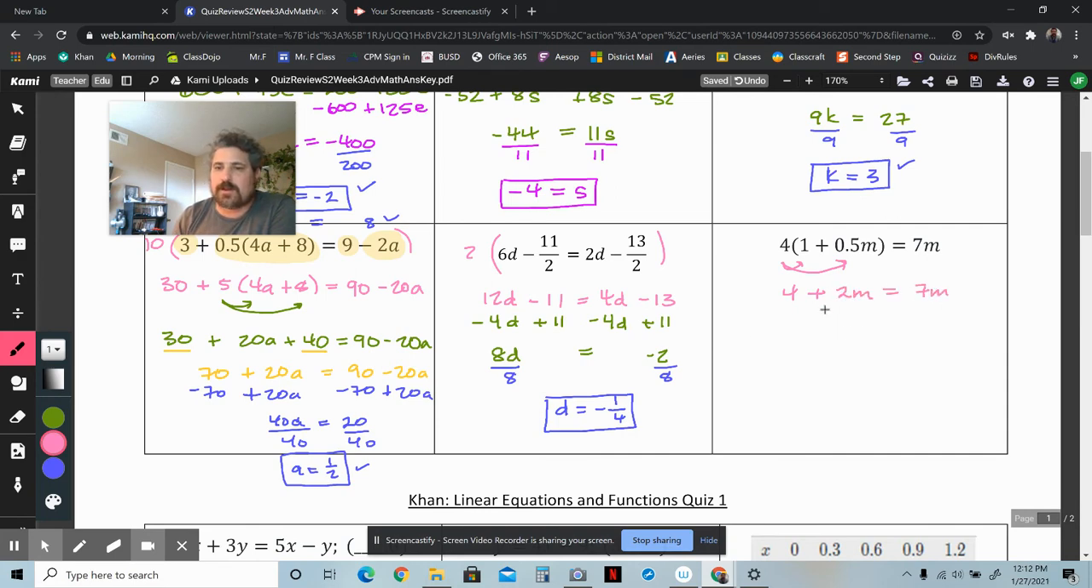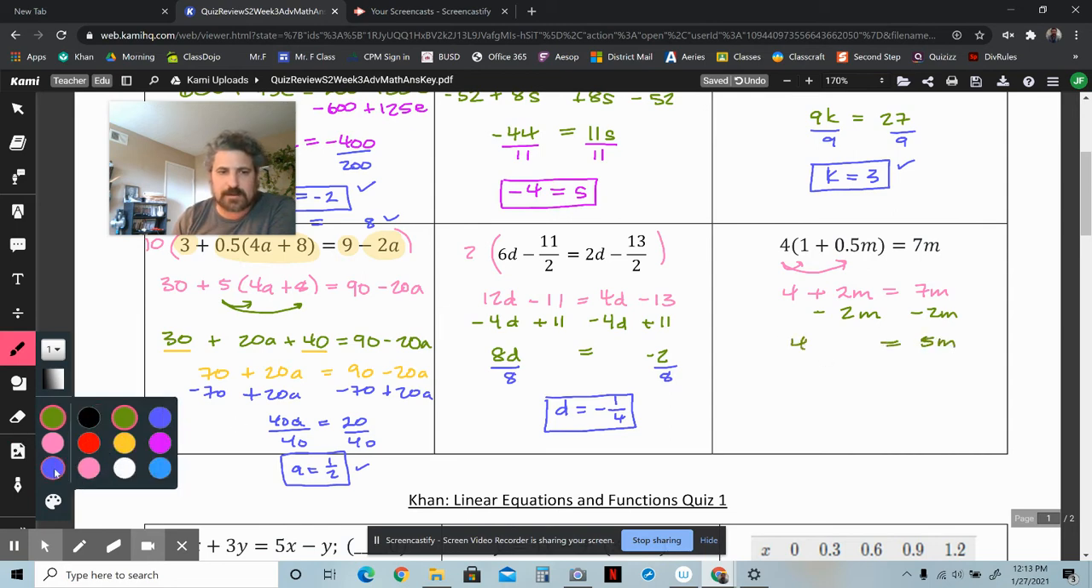And then you want to get all your m's to one side. So how do you undo plus 2m? Minus 2m, not to one side, but to both sides. You get 4 is equal to 5m. And then how do you solve? You want to get m by itself. How do you undo times by 5?